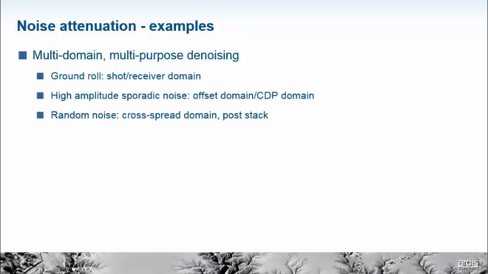So for example, ground roll is best attenuated in the shot domain. High amplitude sporadic noise, which exists in great amounts typically after decon, is best attacked either in the offset domain, so that means offset is frozen and you stride across, say, the CMPX and CMPY coordinates, perhaps ignoring azimuth or perhaps paying attention to it, and or the CDP domain where you stride across the offset coordinate and try to pick off noisy traces. And finally, for random noise, we really want to be in a domain where things look like the stack, where we're striding across, say, the inline and crossline coordinates. So the crossbred is one such domain we'll be looking at, and of course, so would be the good old post-stack volume.